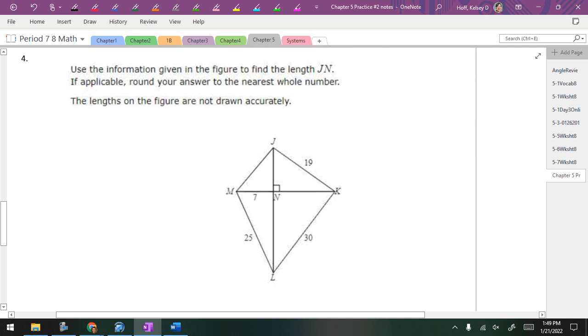Use the information given in the figure to find the length of JN. So they want to know what this side is right here. Okay, well, in triangle JNK, we're really trying to find X here. So I need to know two other sides. Well, I only know one. I only know 19. So somebody tell me the three corners of the triangle that we know two sides of.